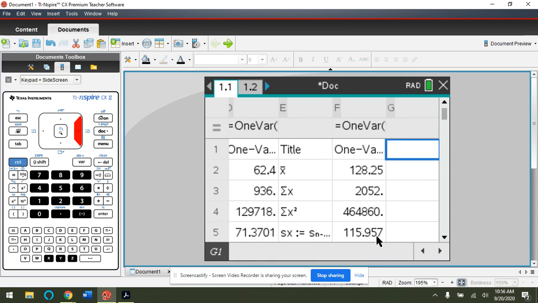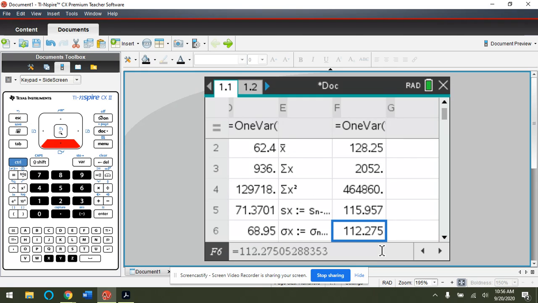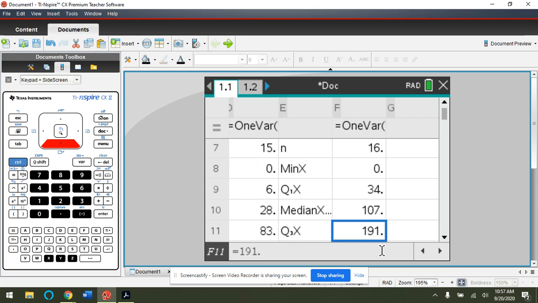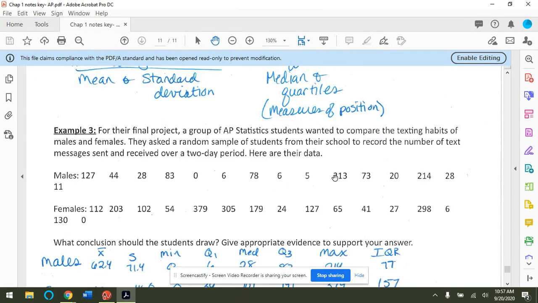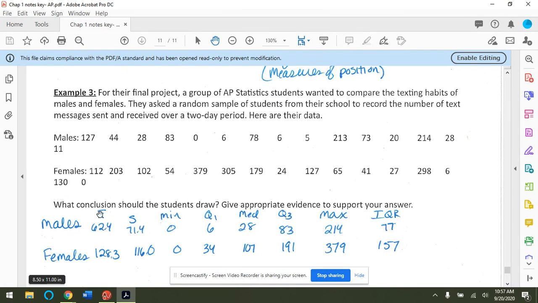So then if I go to the right, I can see, all right, so males, the average was 62.4. Females, the average is 128. Their standard deviation is 116. Right, and here's their 5-number summary. So you'll notice I wrote it all down. I wrote the mean, the standard deviation, my 5-number summary for both.